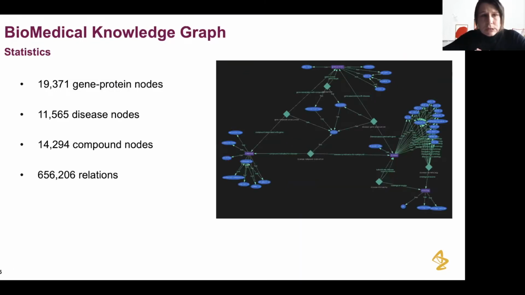A few statistical numbers from the graph. We've loaded the gene protein nodes, coding genes, around 20,000 what we have now. We have 11,500 disease nodes, roughly 14,000 compound nodes, and relations. We're adding more and more every day. The last time I checked it was 656,000, but very possible that now it's more than that.